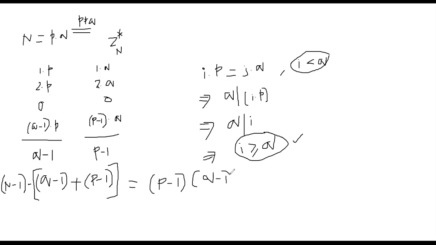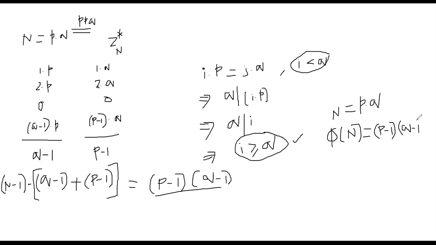The formula can be written as follows. If N is P times Q, where P and Q are distinct primes, then pi of N, the Euler's totient function, which is the number of elements in the group Z star N, is P minus 1 times Q minus 1. If you know the prime factors, you can easily compute pi of N. Let's quickly run this through a Python program and check this is true. I'll get more confidence about this.